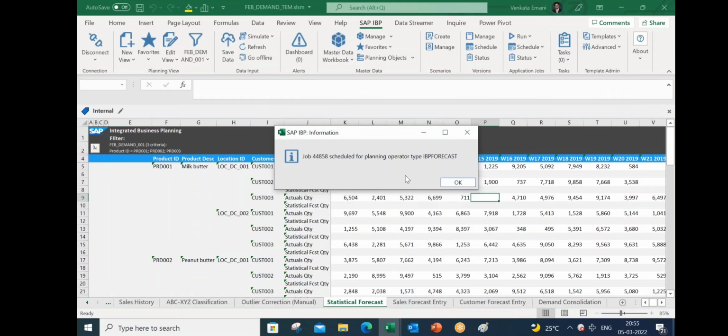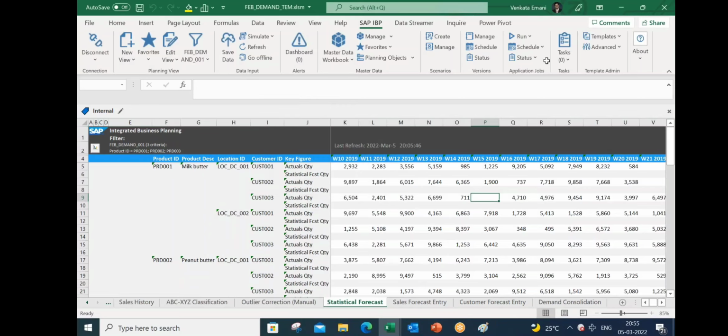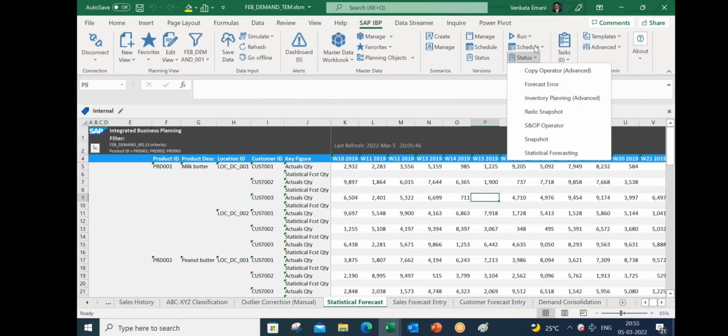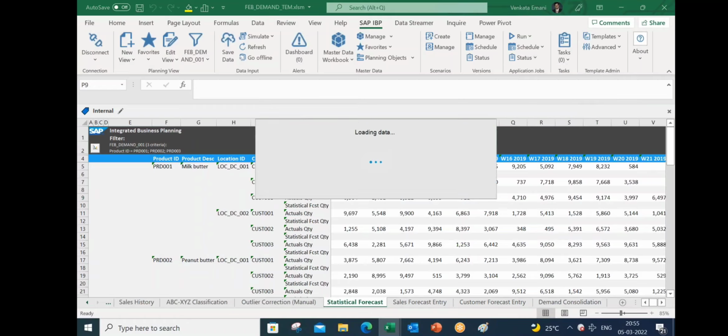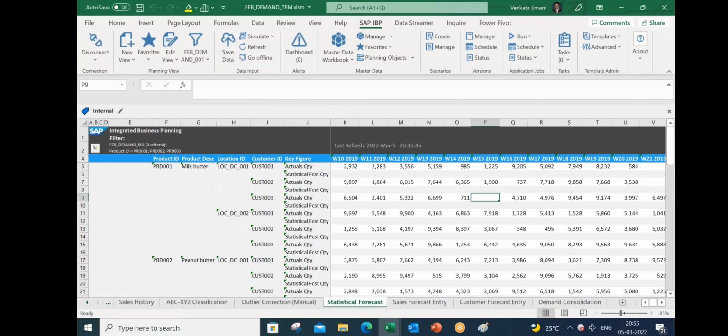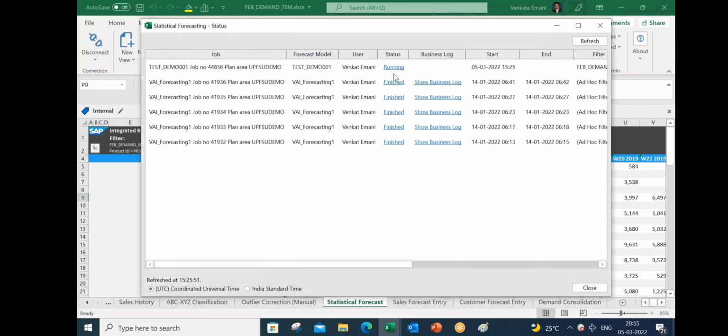Now it is telling job scheduled. You can check the status here: go to status, statistical forecasting, then you can see the status. See, it is telling it is running.